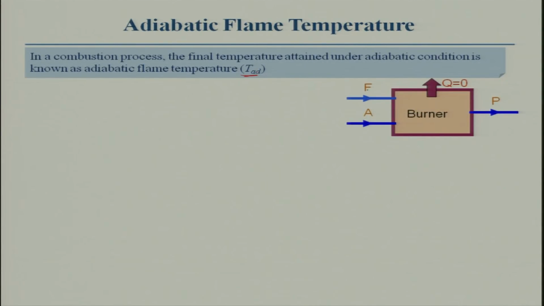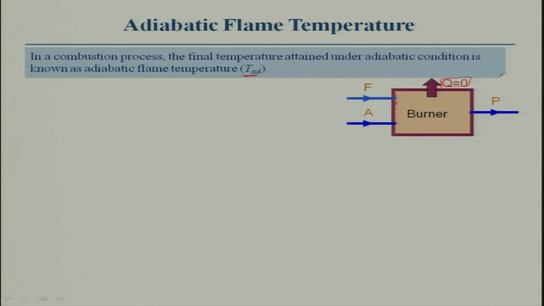Let us consider that 1 mole of fuel is getting into a burner along with a certain amount of air, and it is burning and getting into a product. For example, 1 mole of methane is reacting with 2 moles of air, giving 1 mole of carbon dioxide and 2 moles of water, and what else will be in the product? Nitrogen will be there, 3.74 into 2 moles of nitrogen. Now if I want to find the temperature at the exit of this burner, provided no heat is being transferred, that means Q is equal to 0.